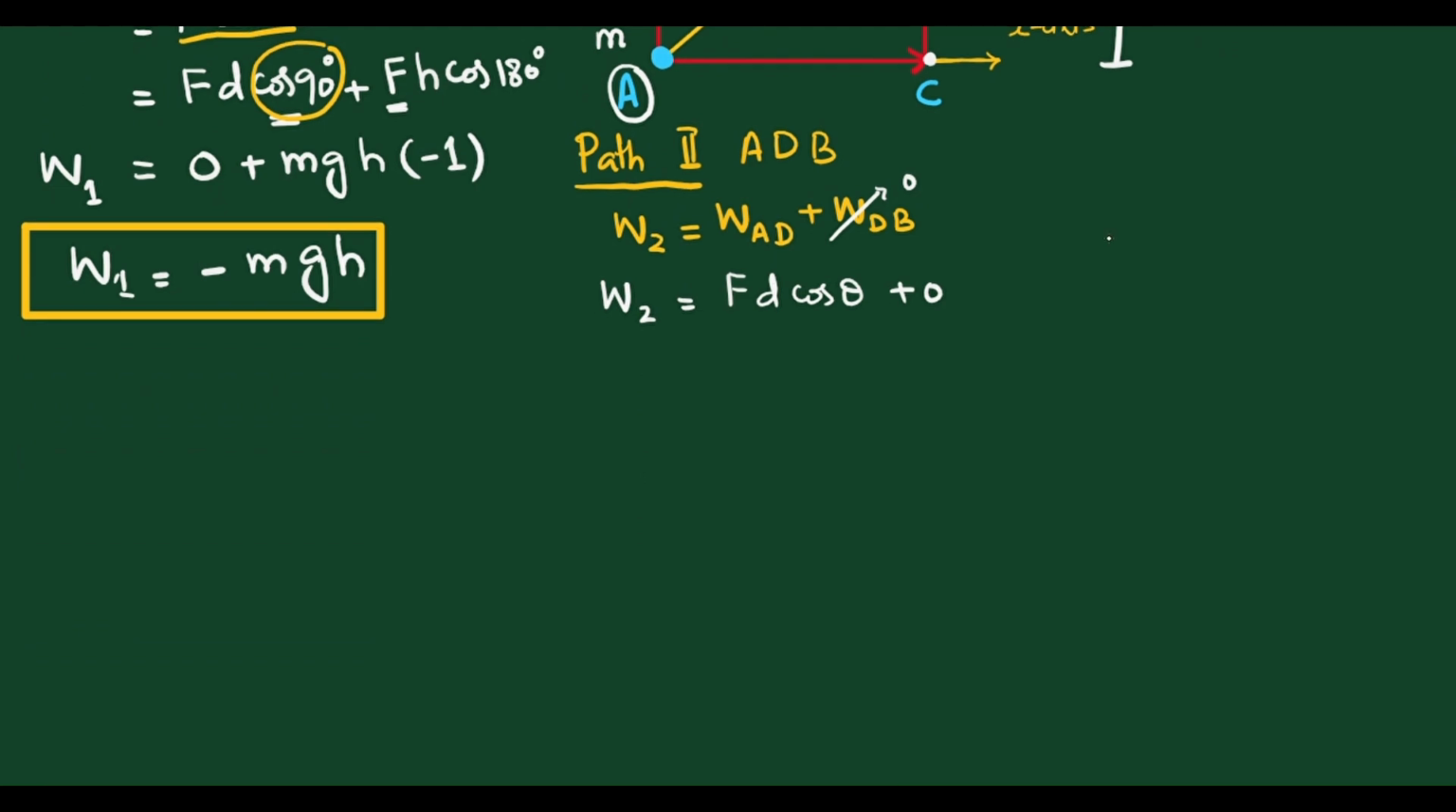W2 is equal to F d cos 180 degrees, where the force F is equal to the weight of the object near the Earth's gravitational field, and d is the height h. Again, it becomes minus mgh. So W2 equals minus mgh.